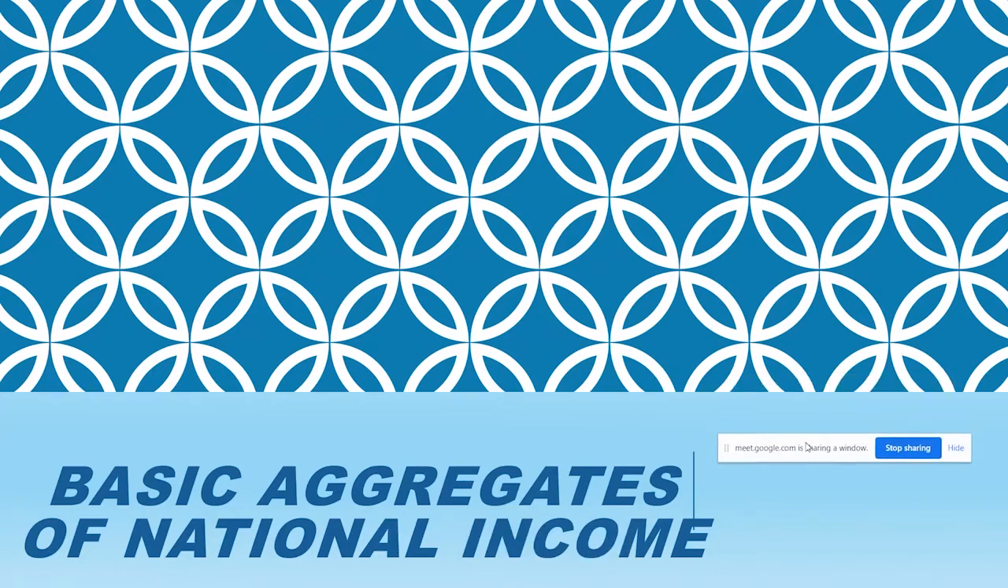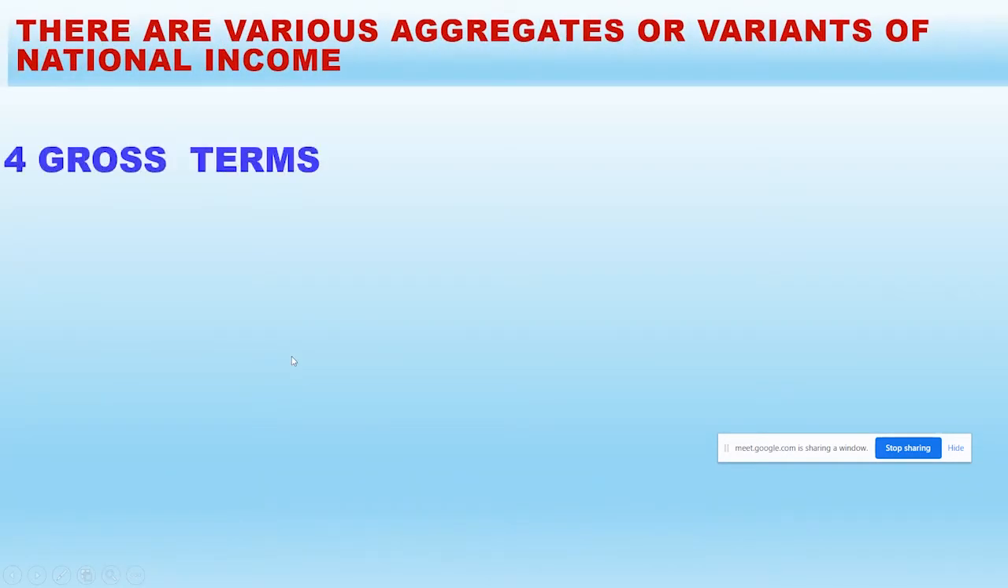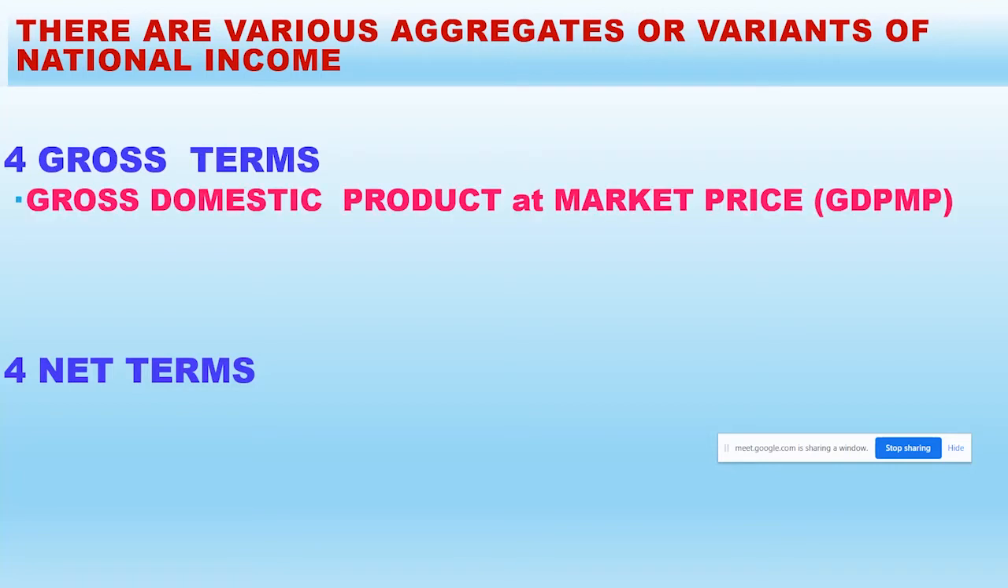So we discussed some of the basic aggregates of national income in our last class, right? Four gross terms are there and four net terms are there. That is national income. It can be expressed in gross term or in net term. In gross term, we have gross domestic product at market price or GDP MP. Gross means it includes depreciation.